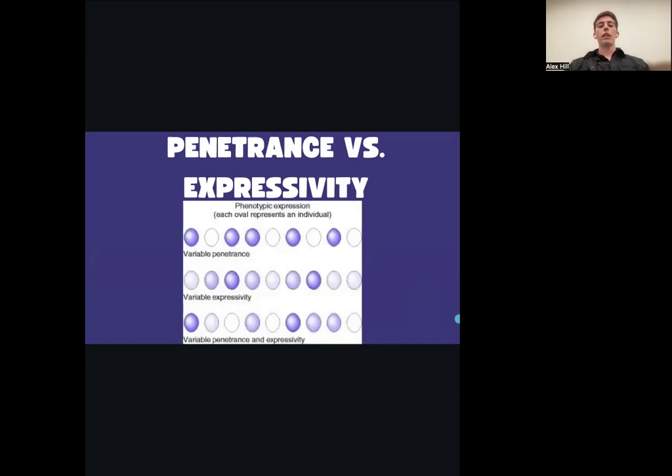And then the difference between penetrance versus expressivity. So penetrance is whether the gene shows or not. So here we see variable penetrance. Sometimes it shows, sometimes it doesn't. And that's kind of black and white. Does it penetrate or not? And then expressivity is, okay, we know whether it's penetrating or not, but to what degree and how? That's expressivity. And so you can have variable penetrance and expressivity where it's sometimes penetrating, sometimes not, and the gene is expressing itself to varying degrees.